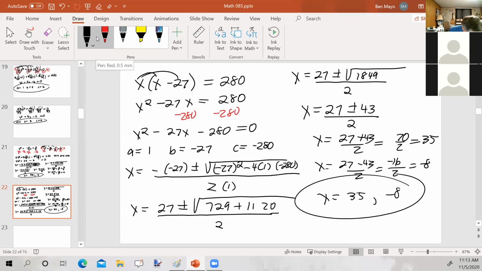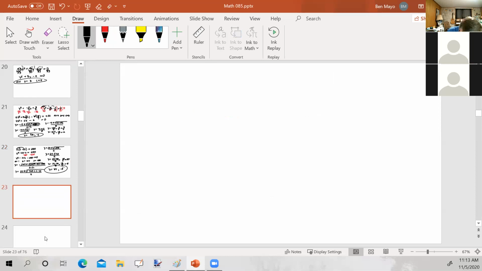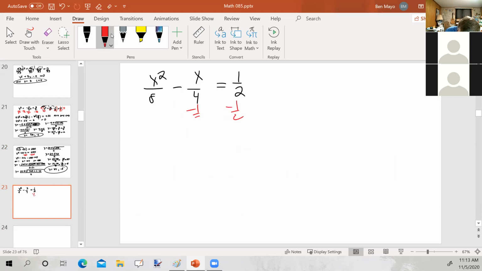Let's see here. How about this one? X squared over 8 minus x over 4 equals 1/2. So to put this in standard form, I will subtract 1/2 from both sides. So I get x squared over 8 minus x over 4 minus 1 over 2 equals 0.